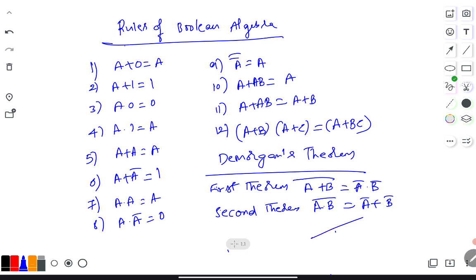In the next video, let's take some examples and simplify those logic expressions. Okay, thanks for your time. Please go through these rules of Boolean algebra, and without seeing the book you should know these rules.